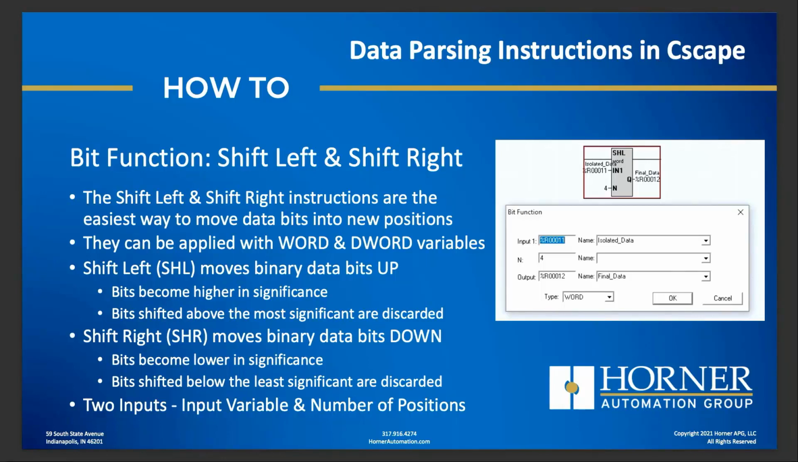Now, shifting left moves the binary data bits up. So bits become higher in significance. Any bits that are shifted above the most significant position, the 16th bit effectively, are discarded. You also got a shift right instruction, and it moves binary bits down. So therefore, all the bits become lower in significance, and any bits that are shifted below the least significant position are discarded. And again, you've got two inputs. The first input is the variable you're going to work on. The second input is the number of positions that you want to shift, whether it's left or right, depending on the instruction you've selected. All right, let's take a look at an example for this.